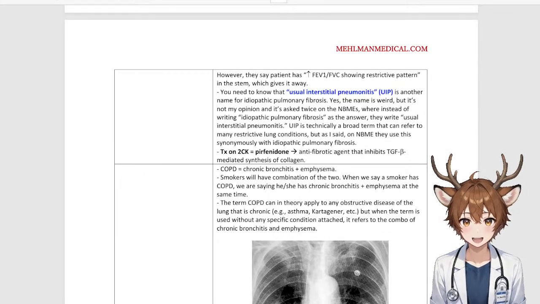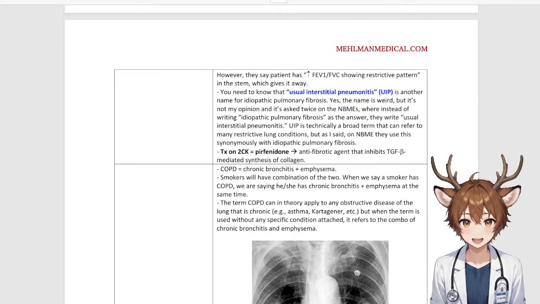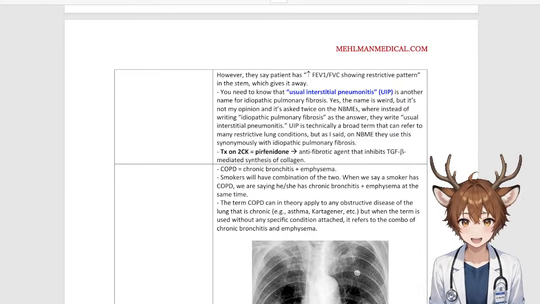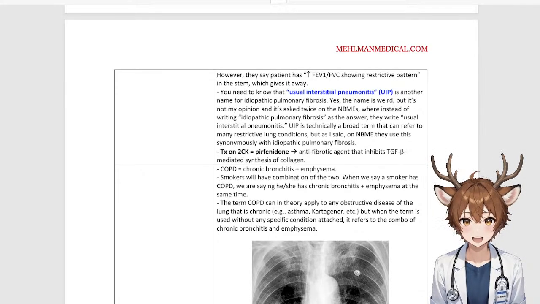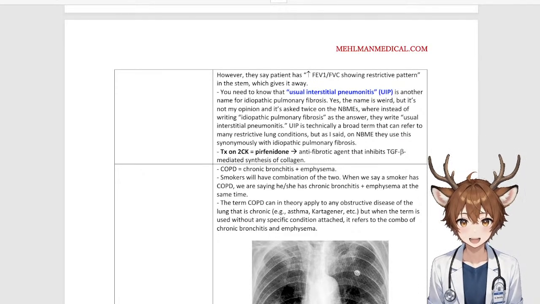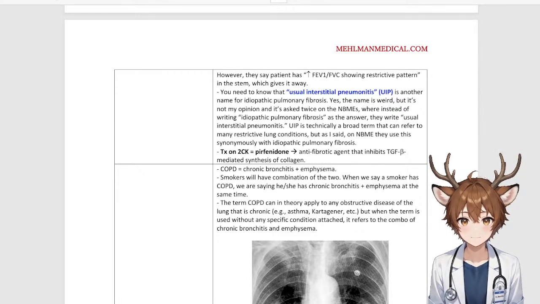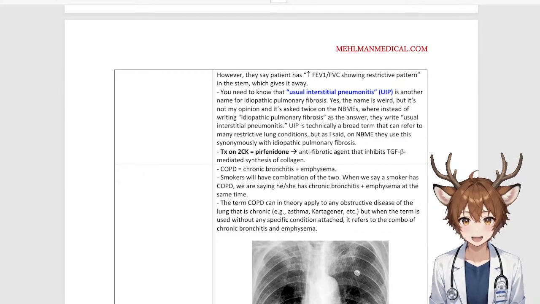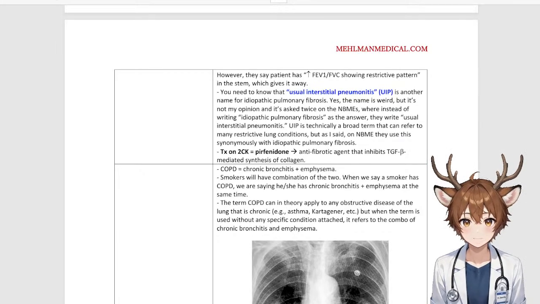You need to know that usual interstitial pneumonitis is another name for idiopathic pulmonary fibrosis. Yes, the name is weird, but it's not my opinion, and it's asked twice on the NBMEs, where instead of writing idiopathic pulmonary fibrosis as the answer, they write usual interstitial pneumonitis. So usual interstitial pneumonitis is technically a broad term that can refer to many restrictive lung conditions, but as I said, on NBME, they use this synonymously with idiopathic pulmonary fibrosis.